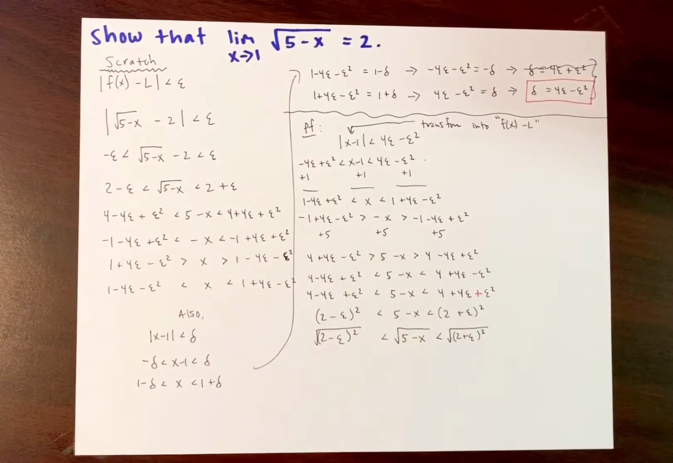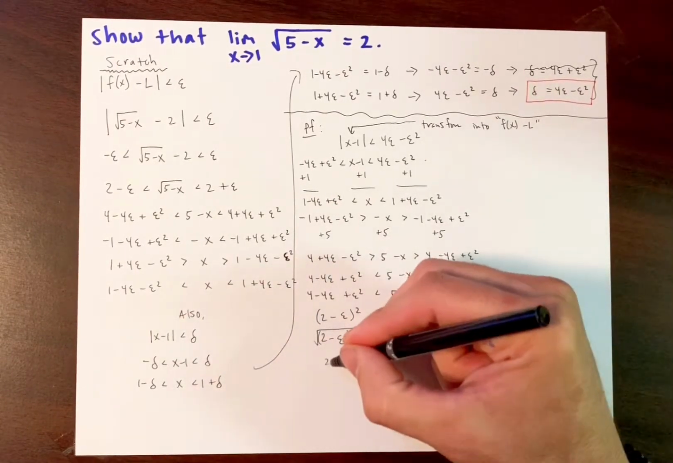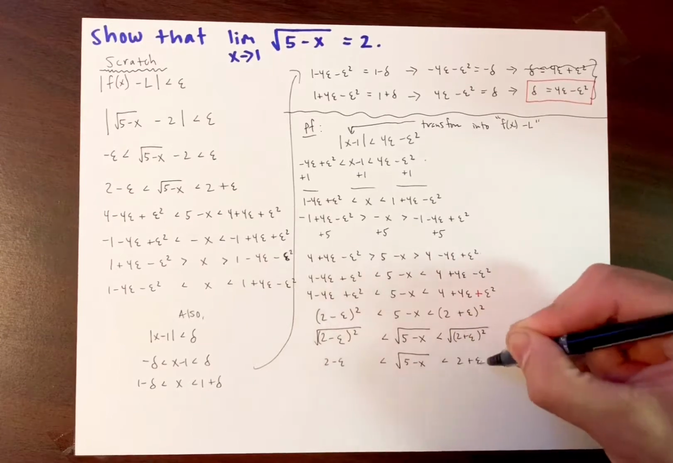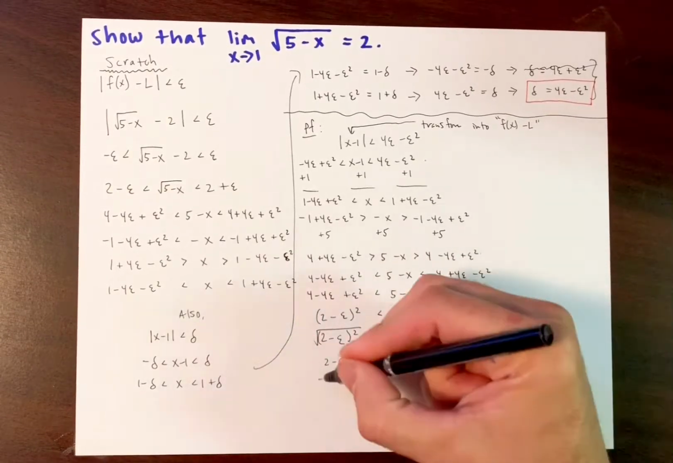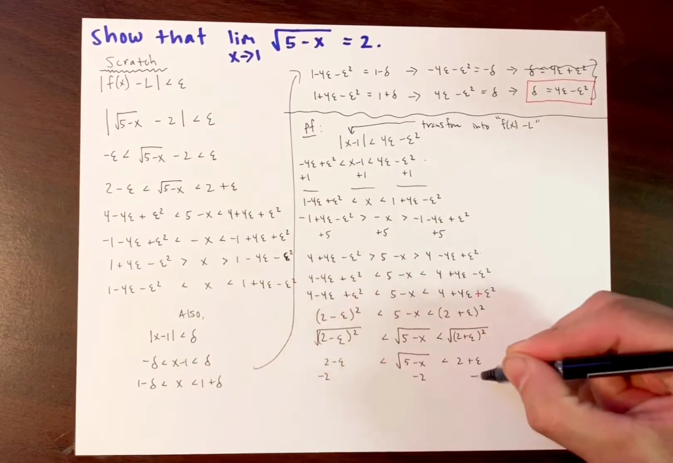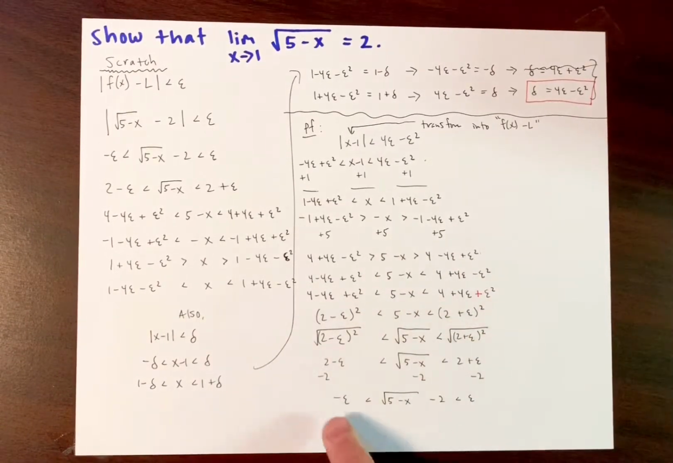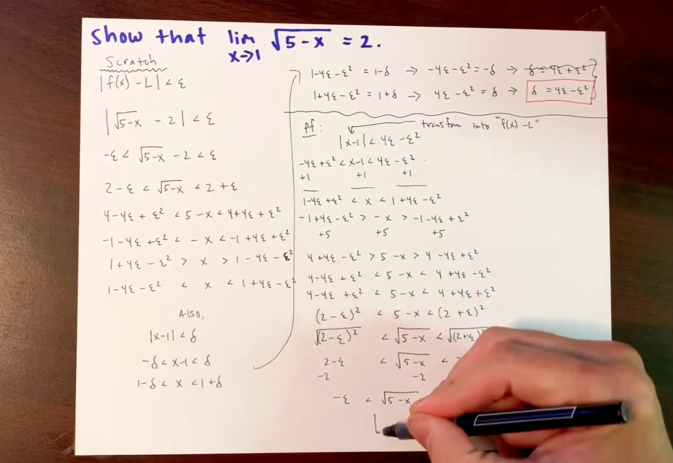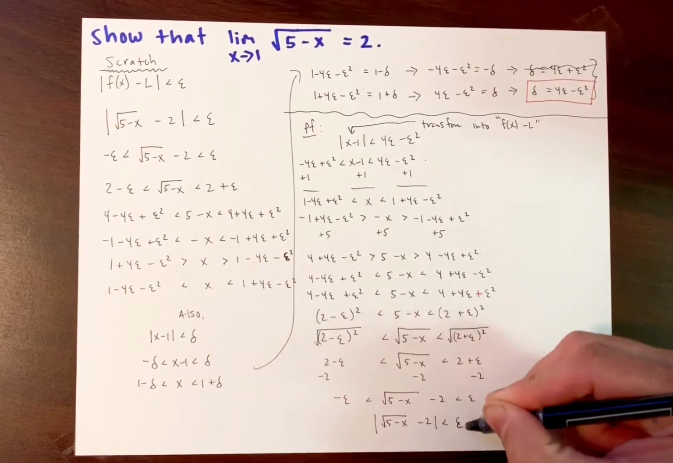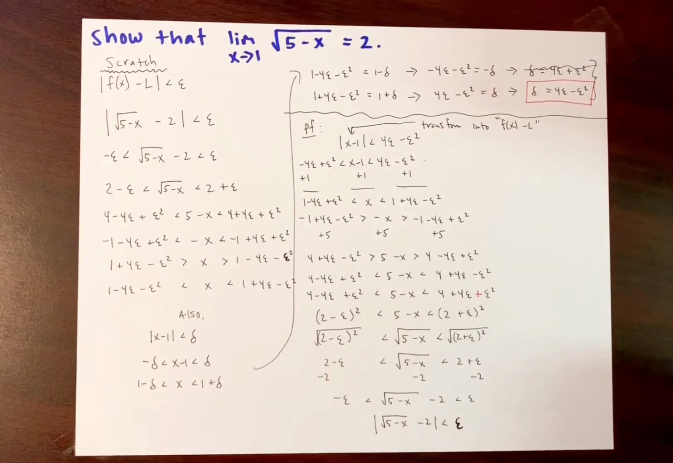So all the sides have been square rooted. Now simplify. And we can subtract 2 from everything. And this is the definition of, and this truly does complete your proof.